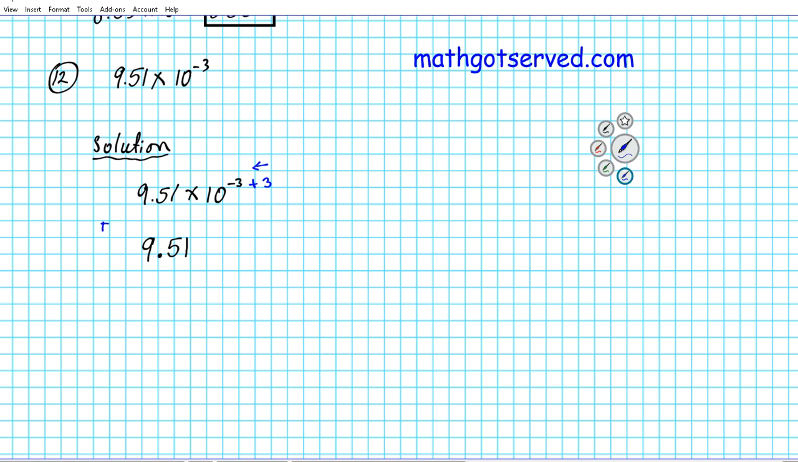Remember, the front is positive direction and the back is negative. Okay, so let's do the move. We're going to have 1, 2, 3 right there. Okay, and then insert the zeros, 2 zeros. So the final answer, 9.51 times 10 raised to the negative 3 power, is the same thing as 0.00951. Ladies and gentlemen, that's the answer to question 12.